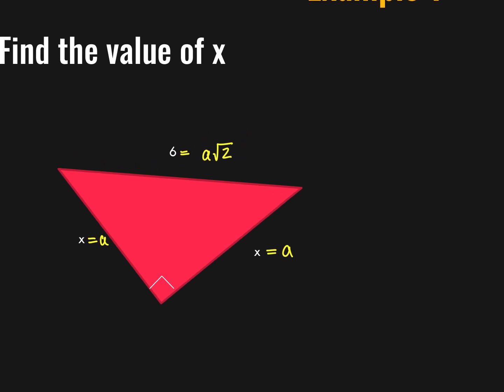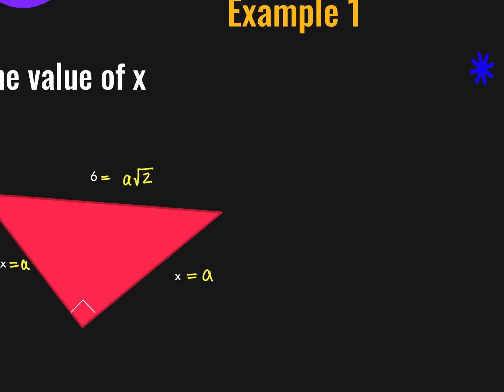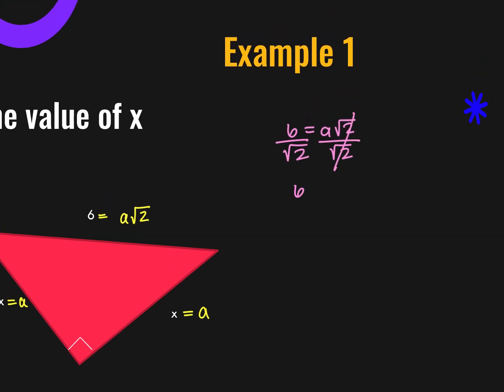They want me to solve for x, which is my a, so I need to solve for a. Looking at this one, I have 6 equals a radical 2. Keep in mind that's a times the square root of 2, and I need to get a by itself, so I'm going to divide by the square root of 2. These are going to cancel out. Right now I have 6 over the square root of 2, but I cannot have a square root as my denominator. So what do I have to do?